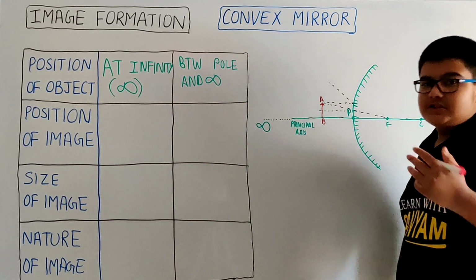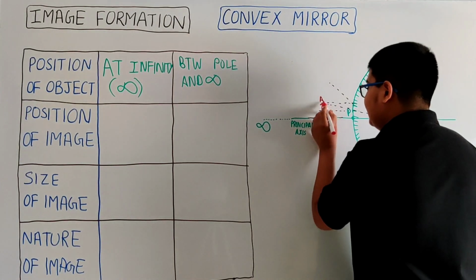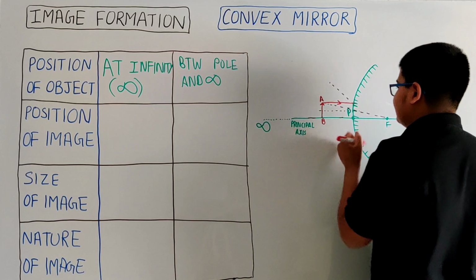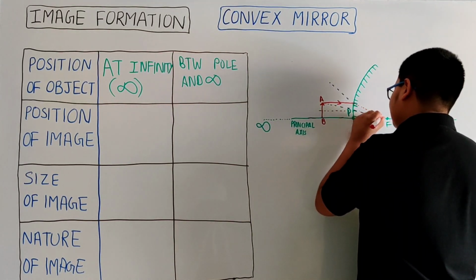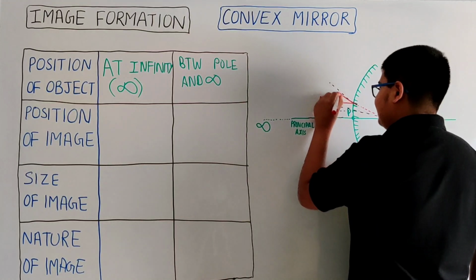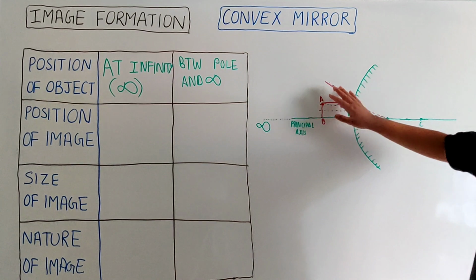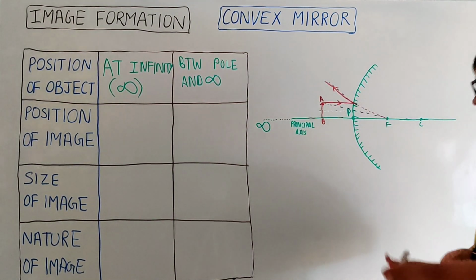So let's use the first rule, which says that if we draw a line, the incident ray, parallel to the principal axis, then the reflected ray appears to pass through the focus. So here a reflected ray will appear to pass through the focus. This will be a reflected ray.